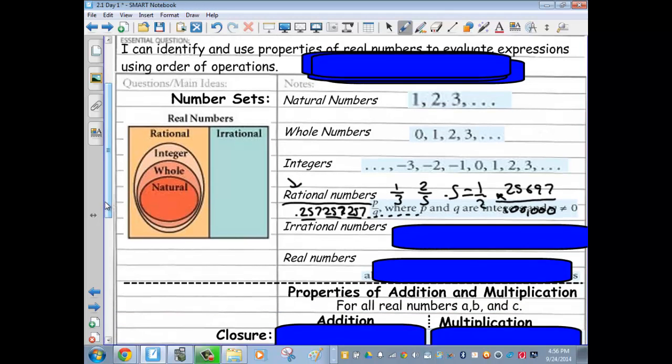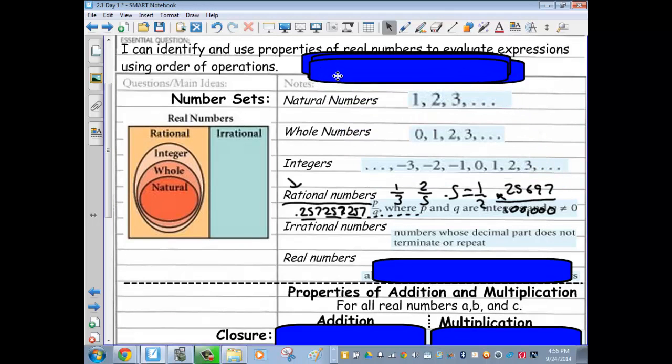Then there's something called irrational numbers. These are numbers whose decimal parts do not terminate or repeat. So it's a decimal that does not ever stop. See, this one stops at 0.7. This one keeps on going forever, and there's no pattern going on like this: 0.257, 257, 257. It would be something different. I'll give you an idea.